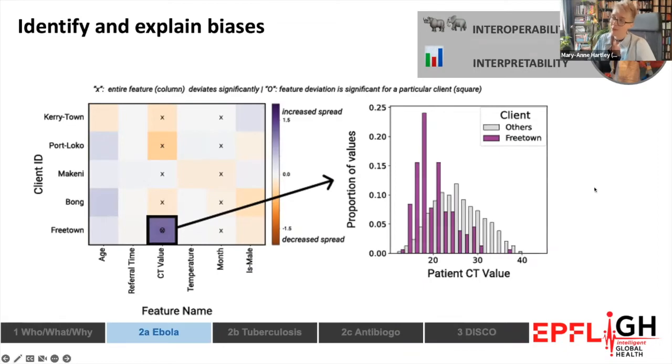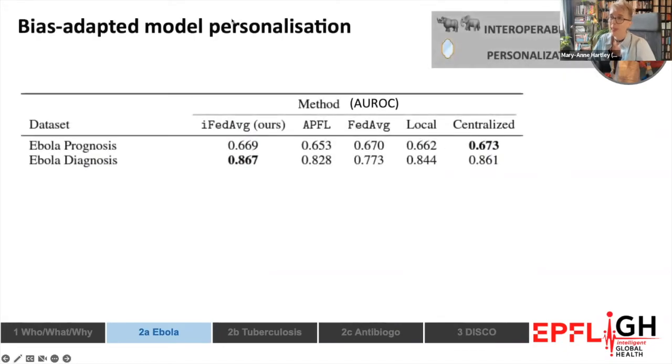We went a little step further to also try to correct for it, and make this detection of interoperability issues into an opportunity for personalized models. So we made these bias-adapted model personalization tools, where we had two tasks: predicting either the diagnosis or the prognosis of Ebola. And when we compared it to a centralized model, we got these kinds of AUROC values for a general model for these difficult tasks.